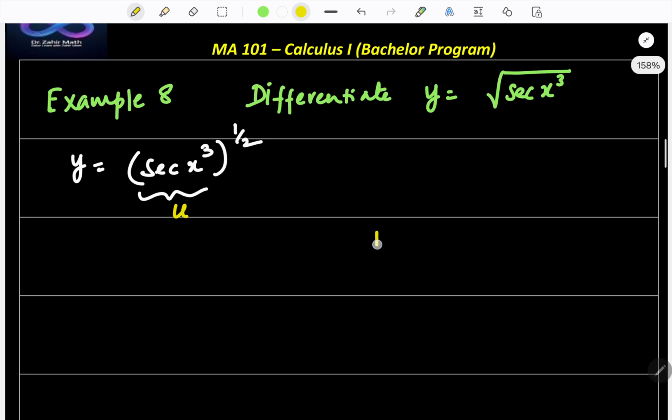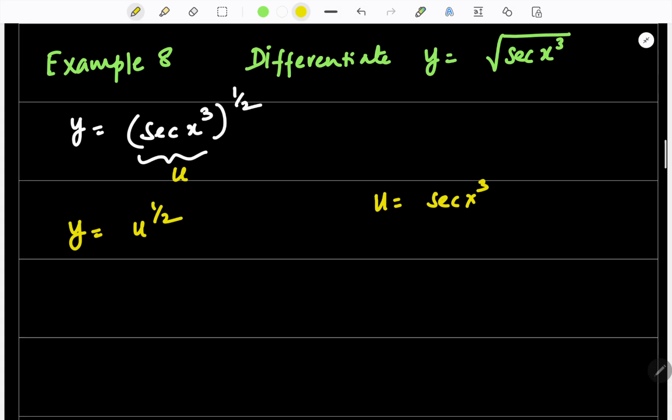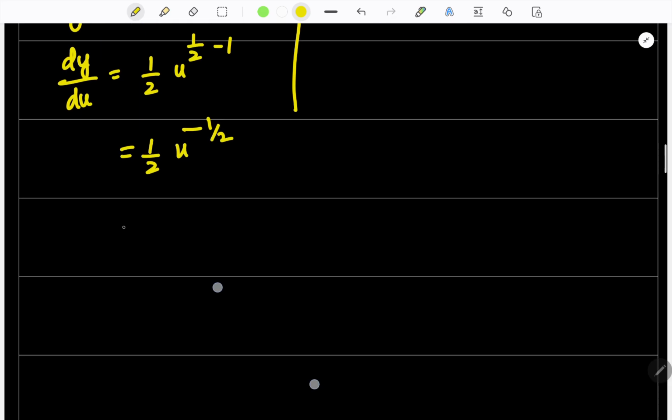I should write this side: u is equal to secant x cube. So y is equal to what? u to the power of half. So I'm going to take the derivative now. dy divided by du is equal to half u to the power of half minus 1, which is half u to the power of negative half. So this equals half times 1 by u to the power of half.